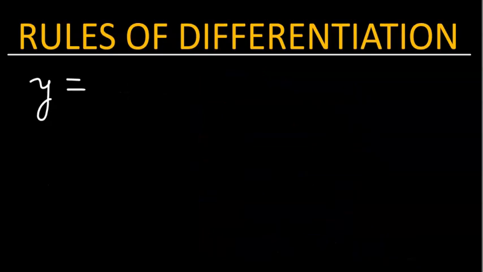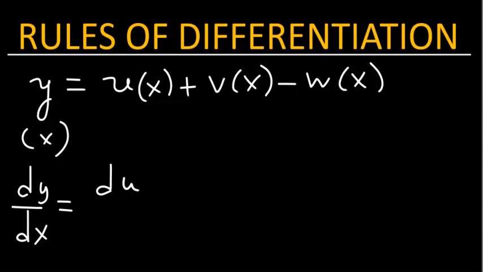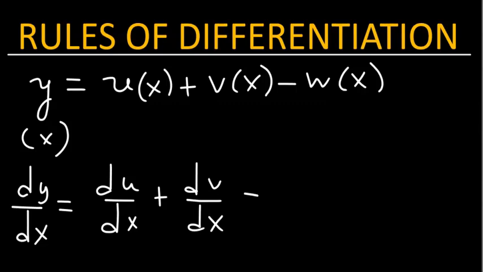Rule number 3. Let's assume y is given in terms of a linear combination of the following 3 functions: u, which is a function of x, plus v, a function of x, minus, let's say, w, a function of x. So of course that would automatically make y a function of x. If you want to compute dy dx, or the derivative of y with respect to x, I will drop the bracket with x inside. It's quite simply du dx plus dv dx minus dw dx. A simple result.